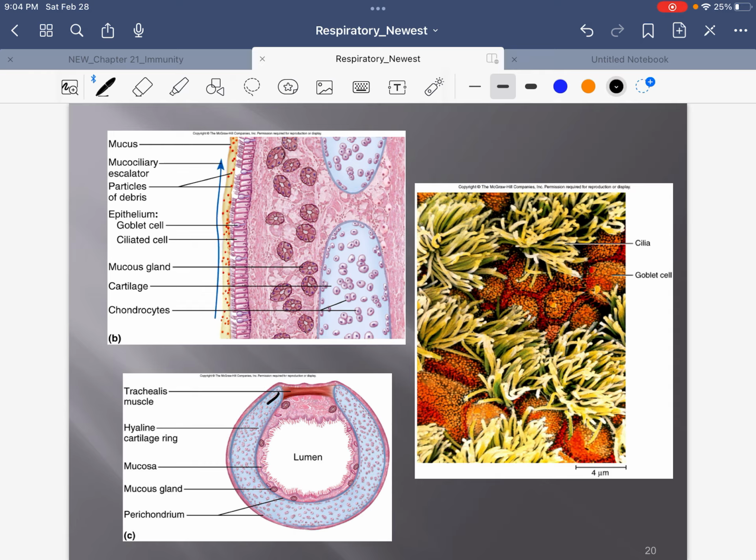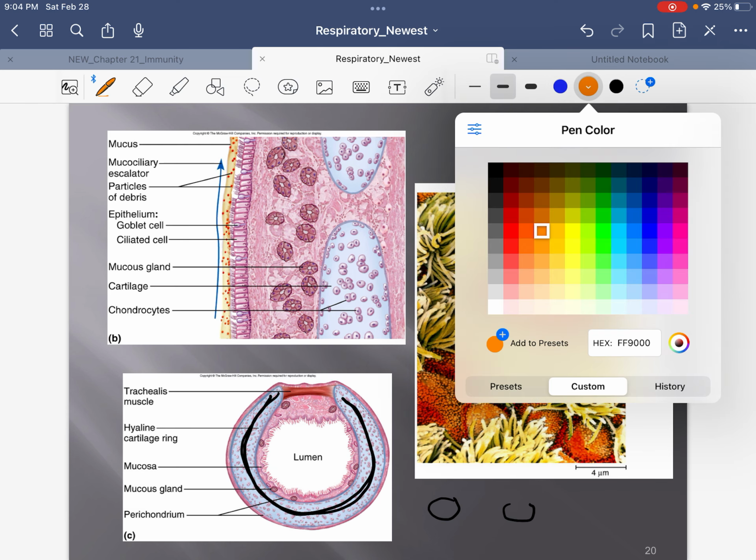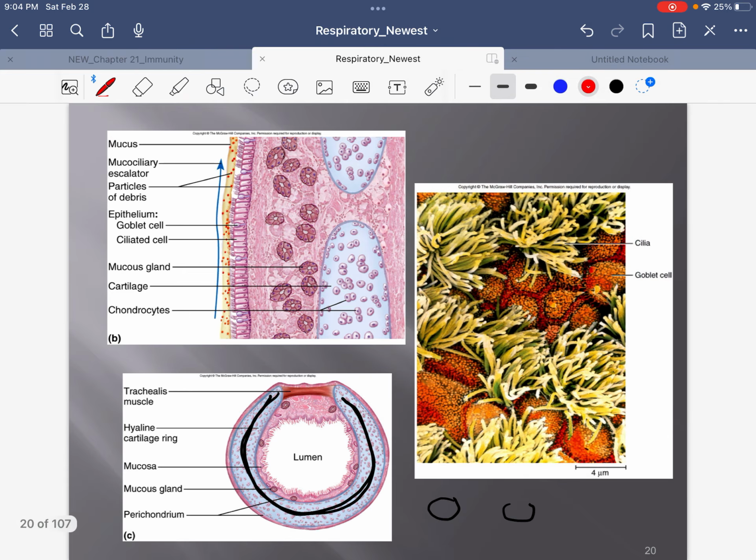Here's a cross section. So this is what the C-shaped cartilage ring would look like. But look at the back. The cartilage doesn't go all the way around the tube. Instead, the cartilage is more C-shaped, and lining the back is muscle. And that muscle is called the trachealis muscle. So, all along the trachea is covered by these C-shaped cartilage rings, and lining the back is a muscle called the trachealis muscle.